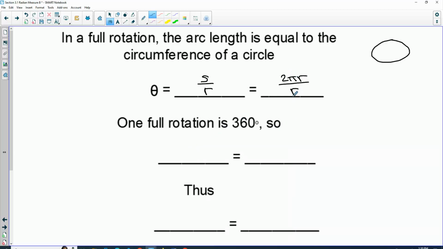Alright, well, in this case, we know if you go all the way around in degrees, that's 360 degrees. Here, those r's cancel, so 360 degrees has to equal 2 pi radians. Well, if you divide by 2, 180 degrees is equal to pi radians. That is the conversion that we'll use. So to go back and forth, we have to know 180 degrees is pi radians.